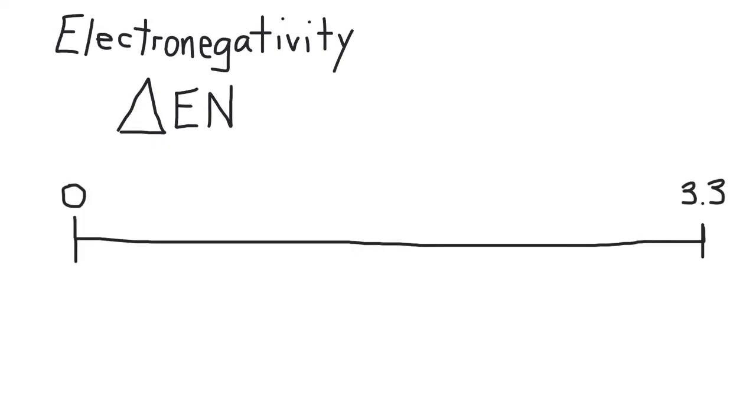So if we think of the difference in electronegativity as a scale, covalent bonds would be on the left here, where the difference in electronegativity is very small or nothing. That means the electrons are equally shared in the bond. On the far right, the electronegativity difference is very large, meaning basically one atom takes the electrons completely from the other one. Those would be ionic bonds.